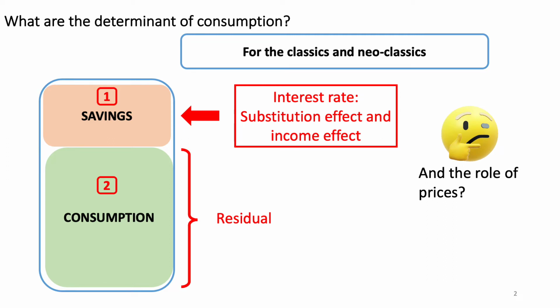What about the effect of prices? Well, the effects are ambivalent. On one hand, to keep their real assets at the same level, households save more in case of inflation. On the other hand, in the short term, inflation can encourage households to consume more right now before prices increase further.